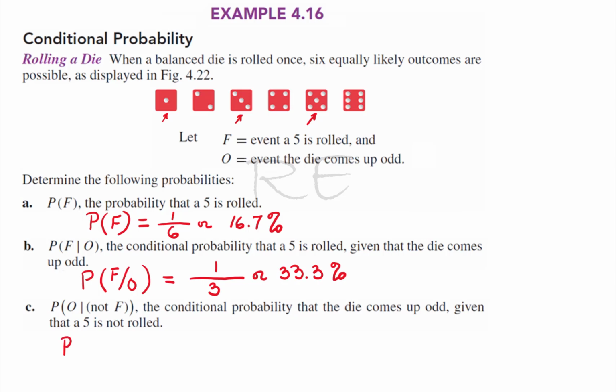The probability that the number is odd, given that the number is not 5. If the number is not 5, we have about 6 numbers. So without the 5, it'll be 5 numbers left. And if 5 is not taken into consideration, we only have 2 odd numbers. So that probability is 2 out of 5, which is 40%.